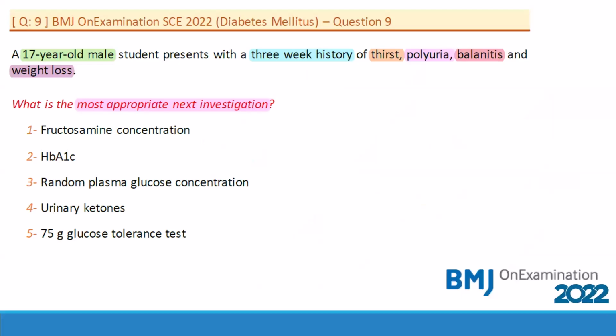A 17-year-old male presented with a 3-week history of severe polyuria, balanitis, and weight loss. What is the next step in the investigation? If we have a patient with symptoms of hyperglycemia, what is the best test to assess? Yes, random blood sugar.